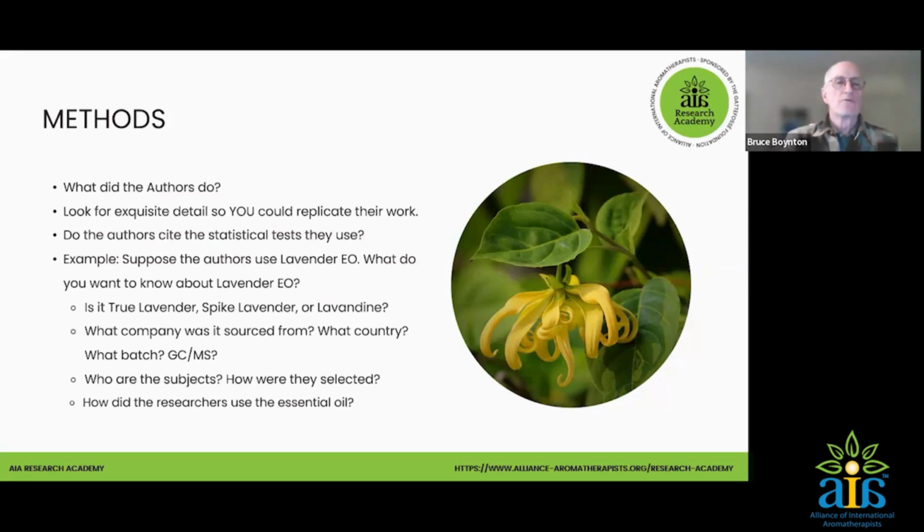Here's an example of problems with methods. Suppose the authors use in their study lavender essential oil. What do you want to know about lavender essential oil? Well, the first thing I want to know is, is it true lavender or spike lavender or lavandine? What company was the essential oil sourced from, and what country? What batch? Did they do a GCMS to find out what's really in it?